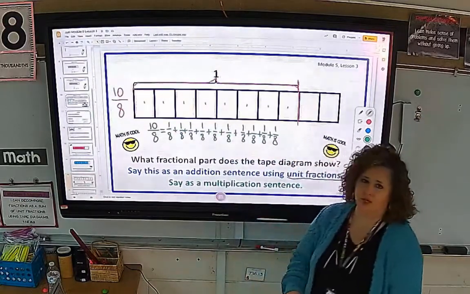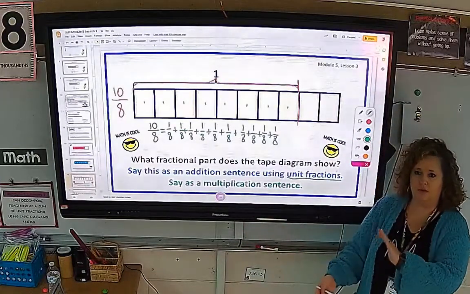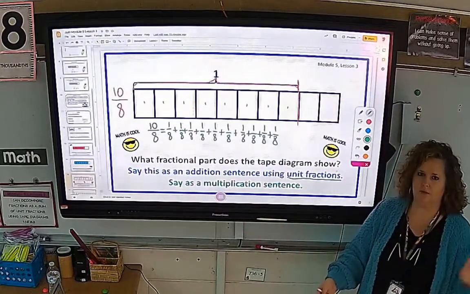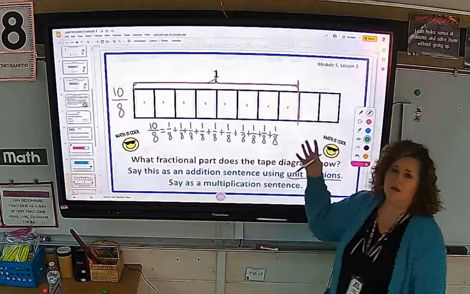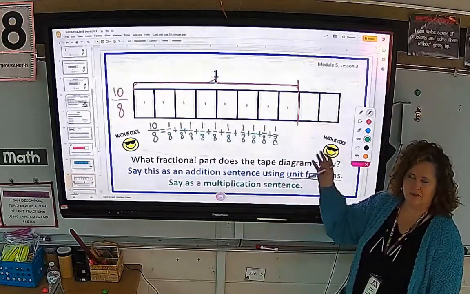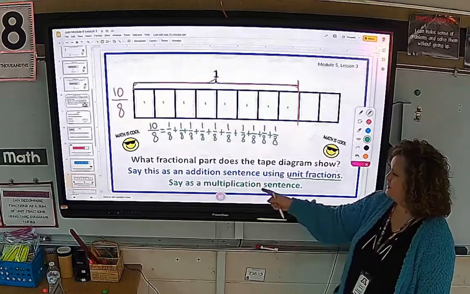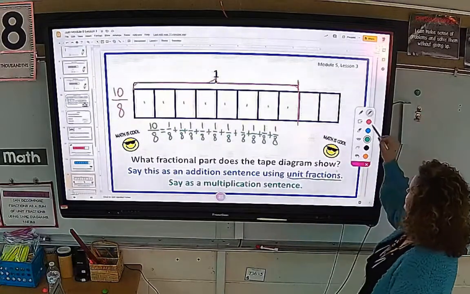I want to double check. When those get that long, we want to double check we've drawn or written the right number of fractions. So there is our addition sentence using unit fractions. Okay, so now we want to make this into a multiplication sentence.